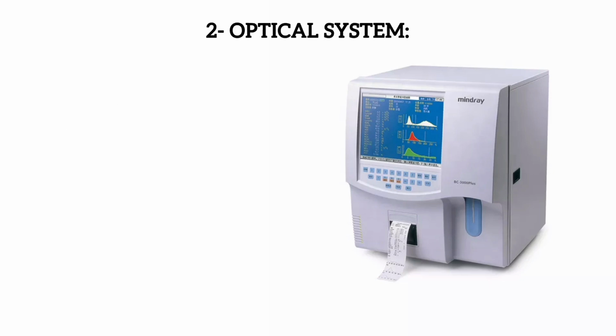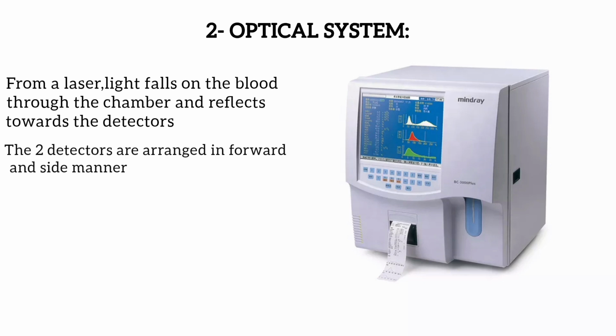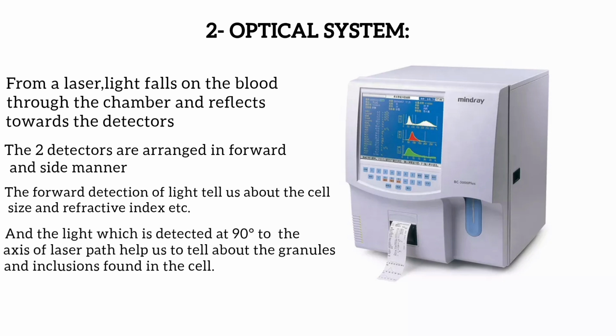Number 2, the optical system, in which a laser light falls on the blood cells passing through the chamber and reflects towards the detectors. The 2 detectors are arranged in forward and side manner. The forward detection of light tells us about the cell size and refractive index, etc. And the light which is detected at 90 degrees to the axis of the laser path helps us to tell about the granules and inclusions found in the cells.